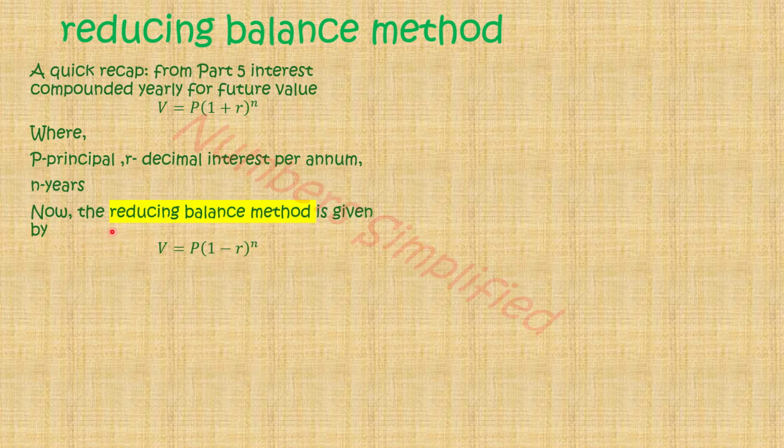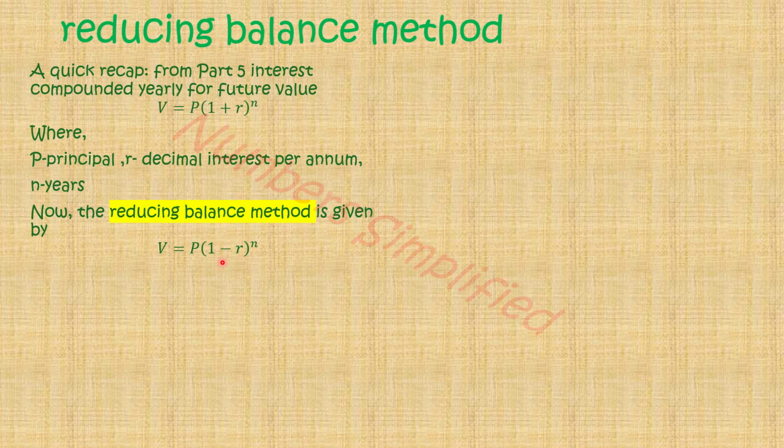With that, we move on to the reducing balance method. Recall, from the interest compounded yearly for future values, we had a positive, but the moment we have a negative between 1 and R, which is the decimal interest rate, that becomes the reducing balance method. So what it does is similar to depreciation. The one that we have above would be the appreciation, which would be the value that we would normally get when we invest our money. However, the reducing balance method is something that we would lose, that is to say, in value.